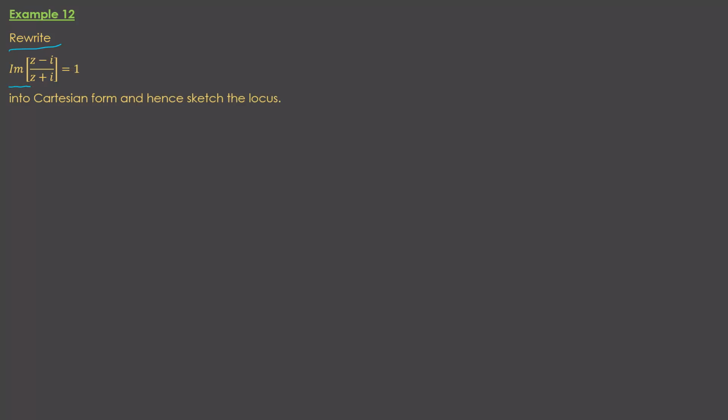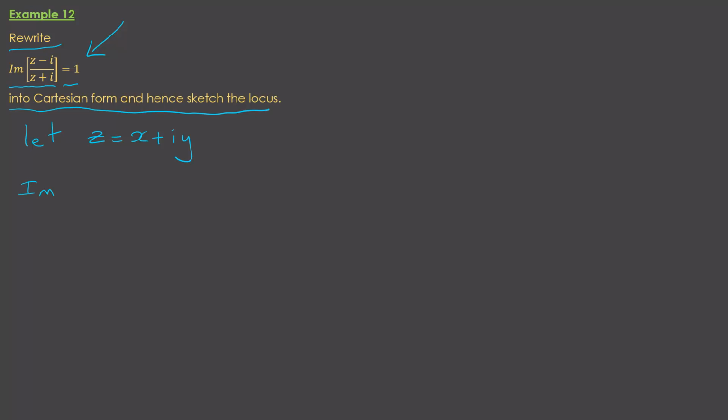Rewrite the imaginary part of (z minus i) over (z plus i) equals 1 into Cartesian form and hence get the locus. Now it's difficult to tell what the locus of this is going to be like at the moment. When you get something like this, a good plan is to let z be equal to x plus iy and then see what happens when we do the algebra.